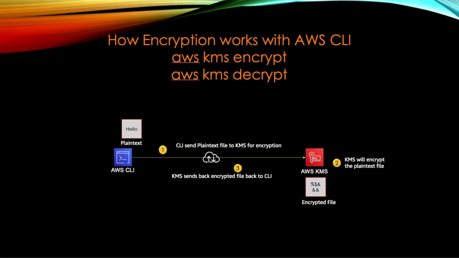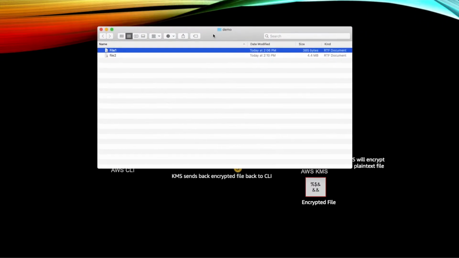I created two sample files, file 1 and file 2. They have some plain text data in them. The first file is 385 KB and the second file is 4.4 MB. So let's first try to encrypt my first file and see what happens.